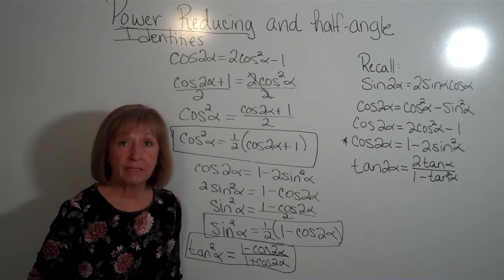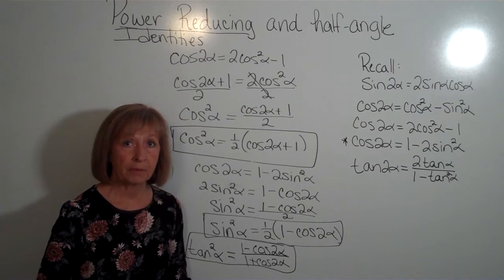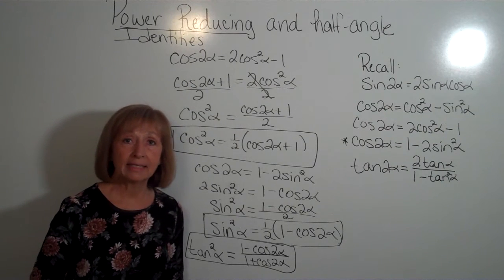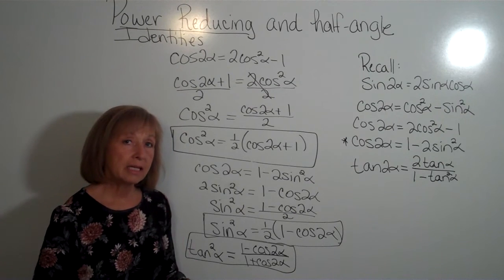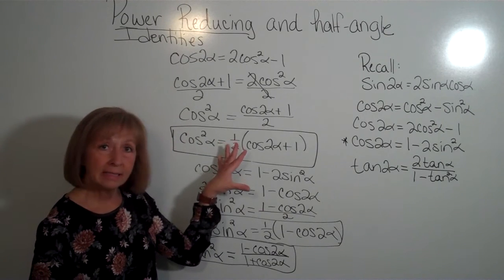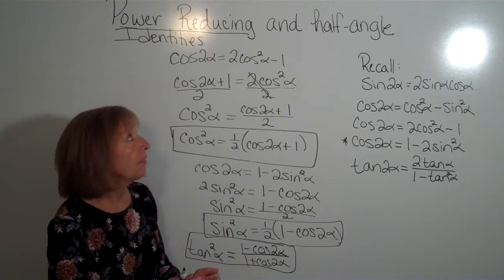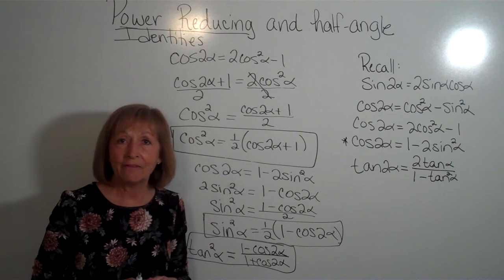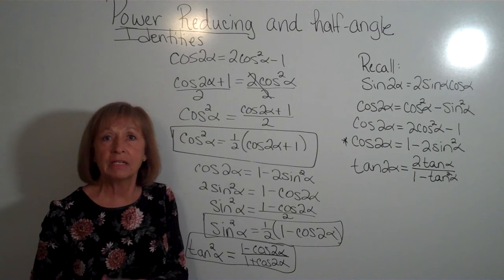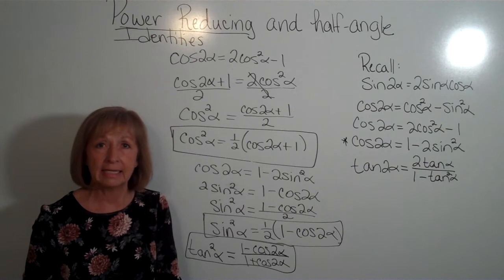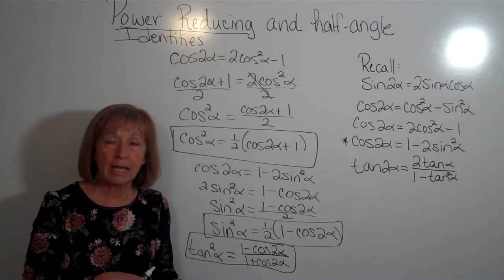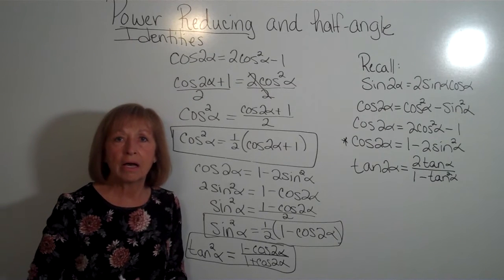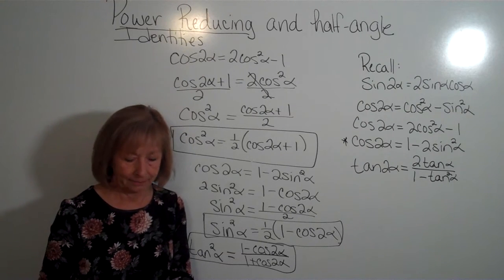So that's the development of the power reducing formulas. What I'm going to do next is I'm going to take a moment to rewrite these over to the side, and then we're going to develop the half angle identities, and then after that do several examples of either using the power reducing identities as well as using the half angle identities.